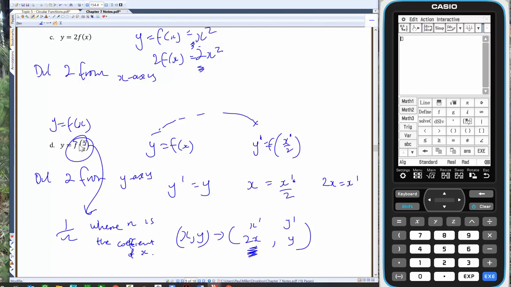All right, so what does that mean? So the coefficient in this case is a half. So it's 1 over a half. That means a half goes into 1 2 times, and that's our dilation factor.